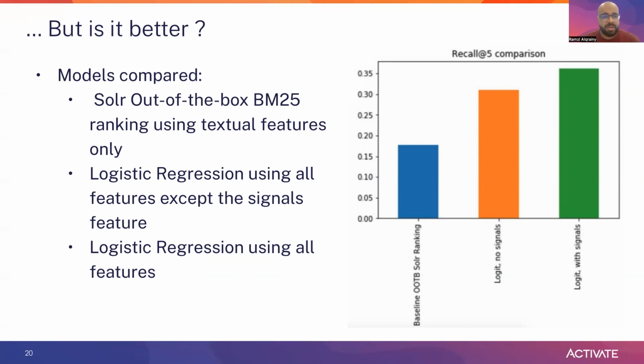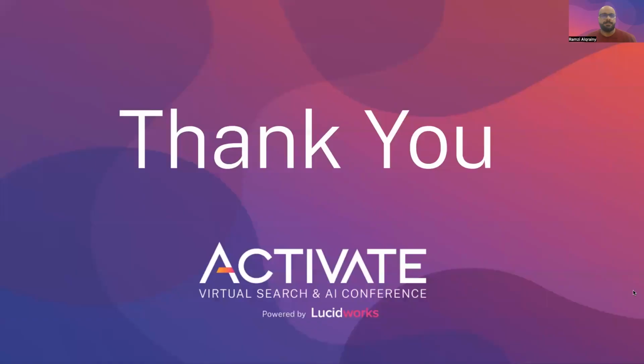As you can see from the graphs, there are significant relevance improvements observed over out-of-the-box Solr BM25 ranking, and even over the logistic regression model when using signal features, while the goal of this tutorial is to demonstrate how to implement learning to rank and not necessarily how to reproduce the most accurate model. And thank you.